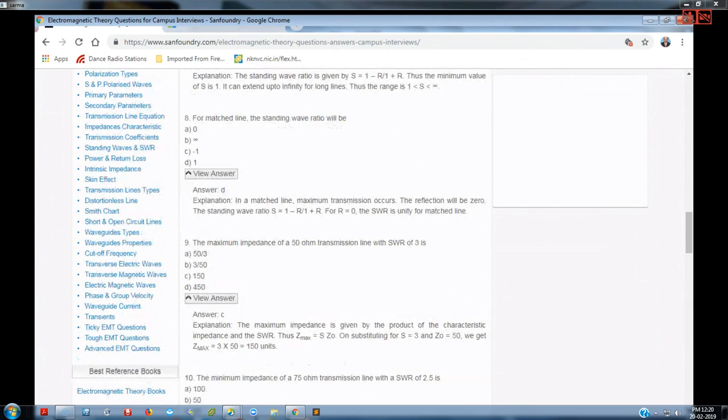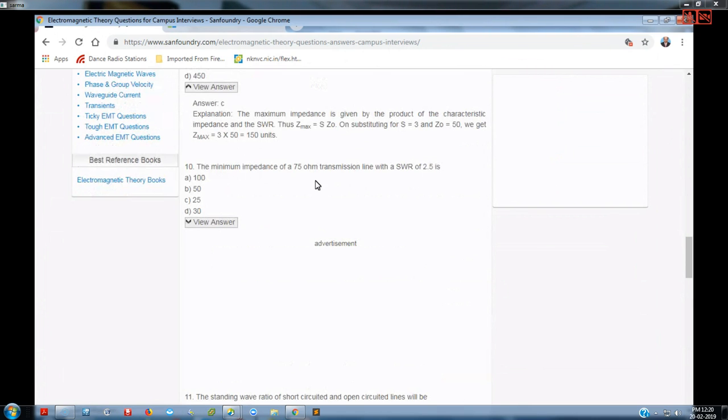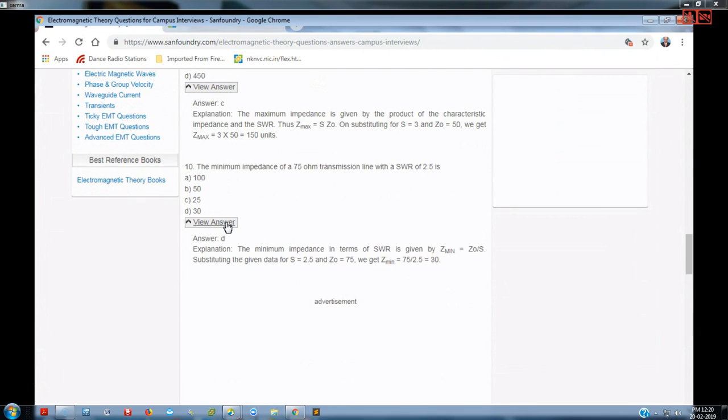Next, the minimum impedance of a 75 ohm load with a VSWR of 2.5. So 2.5 is equal to something by something. So 75 by 2.5 is what we are going to have, and it is going to be 30 ohms, right?